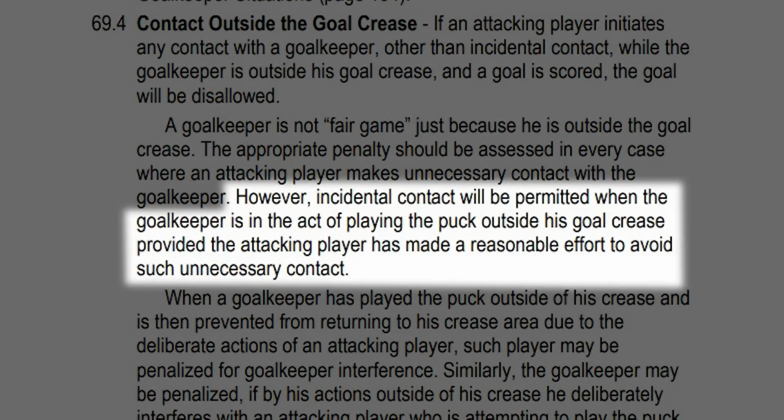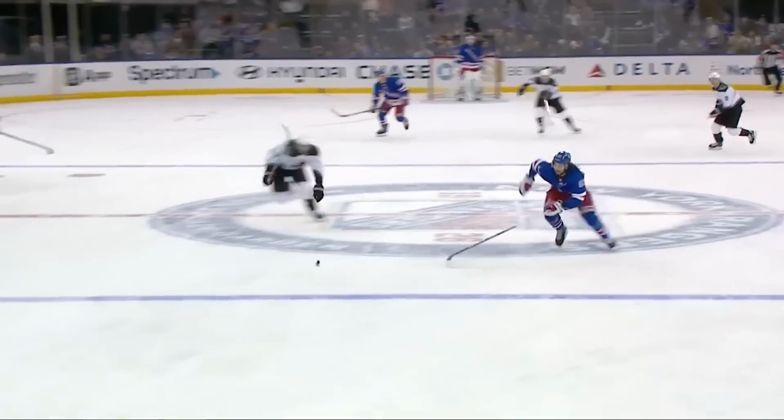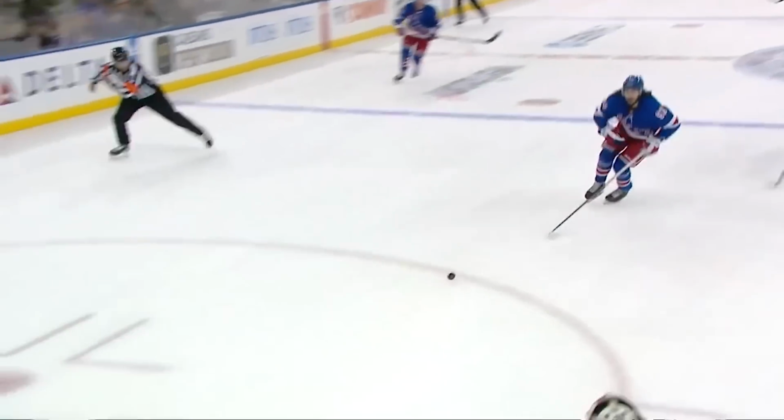Incidental contact will be allowed when the goalkeeper is in the act of playing the puck outside of his goal crease, provided the attacking player has made a reasonable effort to avoid such unnecessary contact. Now, incidental contact isn't actually defined in the rules, but I think it's pretty clearly understood what that means. You're not trying to hit the goalie, it's something that happens in the course of ordinary play, basically.